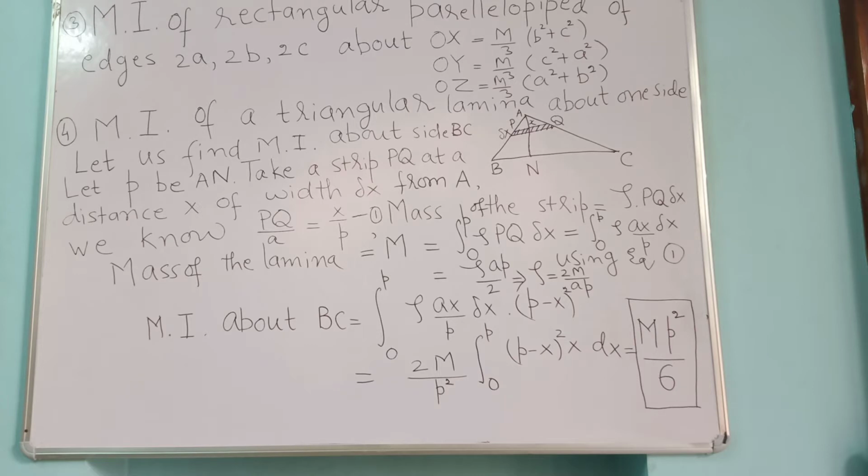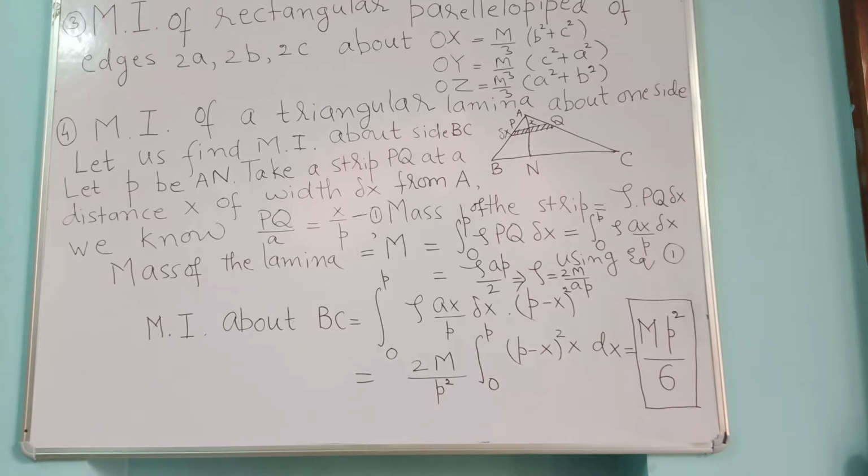So the result will come out as M by 3 (b square plus c square) after the integration which I gave you on the last turn. About y-axis, it will be M by 3 (c square plus a square). About z-axis, it will be M by 3 (a square plus b square). So this is all you can do very easily.